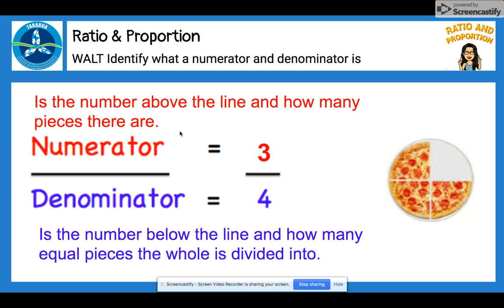So the numerator is the number above the line. So that's this number here and this is the line. And how many pieces there are. So looking over at our image, we can see that there are 1, 2, 3 pieces of pizza.